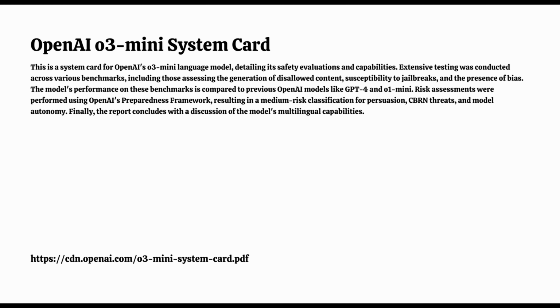One thing that really caught my eye in the system card is O3 Mini's ability to actually search the internet and summarize information. OpenAI even plans to integrate this feature into ChatGPT, which is a pretty big deal. Yeah, that's pretty significant. It's like giving a super intelligent research assistant access to the world's largest library. What kind of impact do you think this could have?